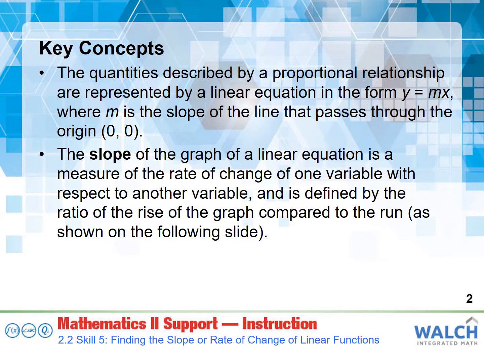So quantities described by a proportional relationship are represented by a linear equation in the form of y equals mx plus b, or y equals mx for right now, where m is the slope of the line that passes through the origin. The origin of any graph is 0, 0. So it's not in quadrant 1, 2, 3, or 4. It's right in the very middle where the lines meet, where the x-axis and the y-axis meet. And if all 4 quadrants are shown, that's the very middle of the plus sign.